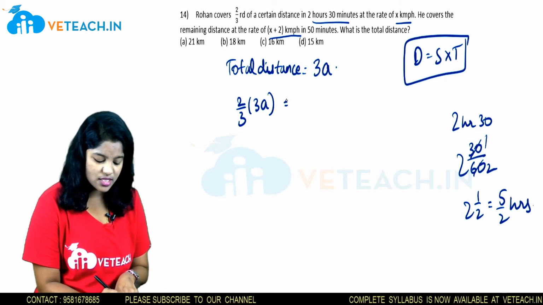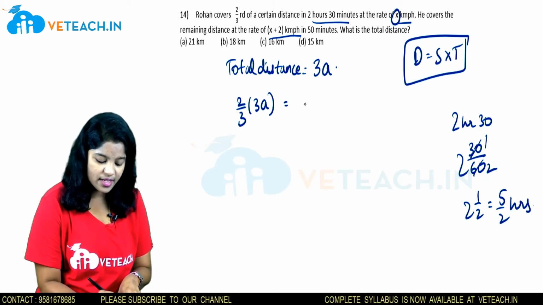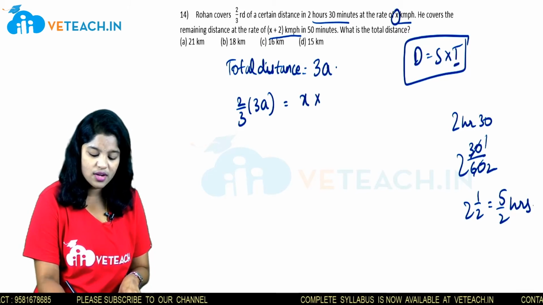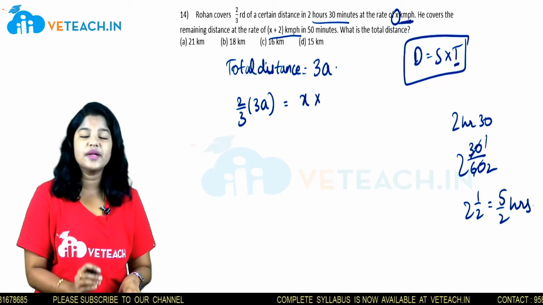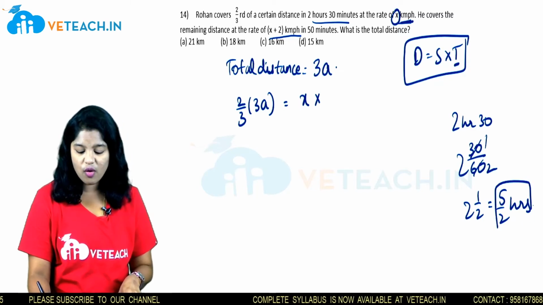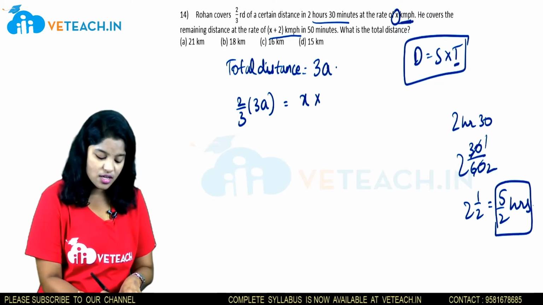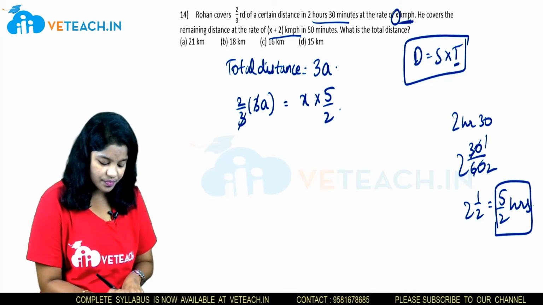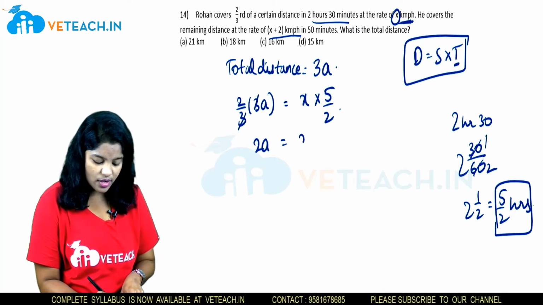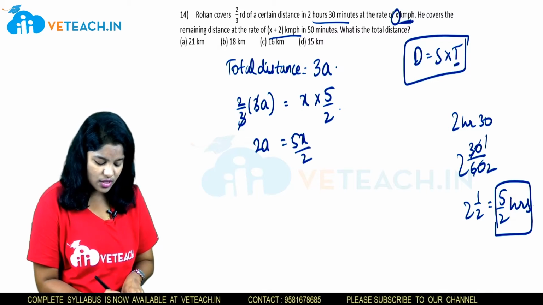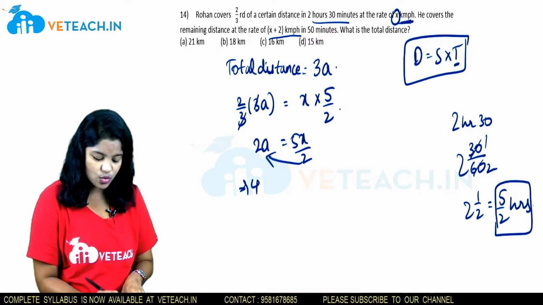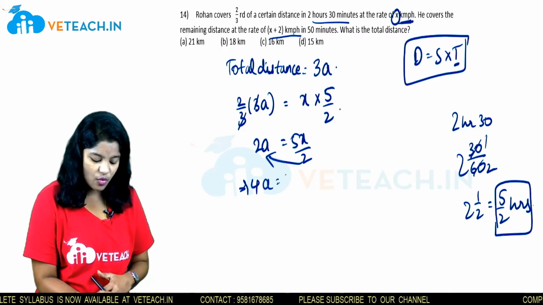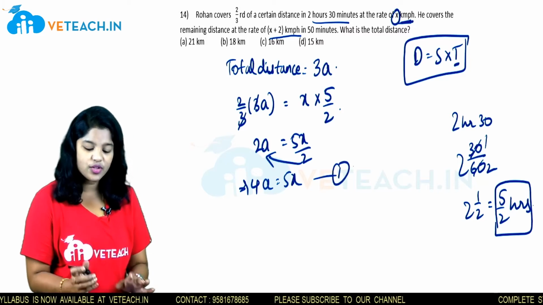So distance is equal to speed. What is the speed? It is x kilometers per hour into time. Here we are writing the speed in kilometers per hour, so we have already converted the time into hours. So that is equal to 5 by 2 hours. Now 2a is equal to 5x by 2. Take this 2 to the left hand side: 4a is equal to 5x. Let it be equation number 1.